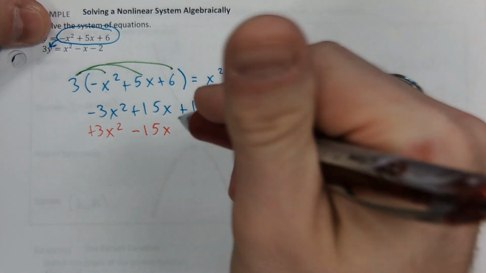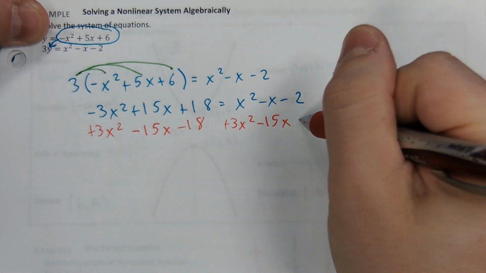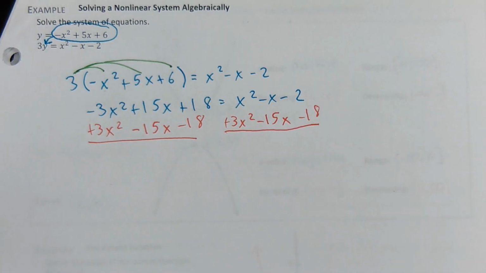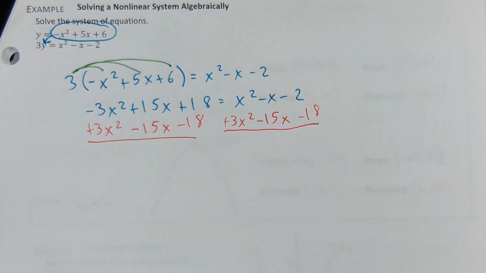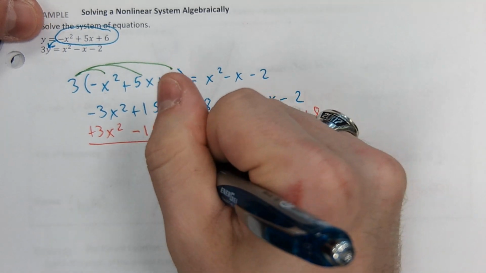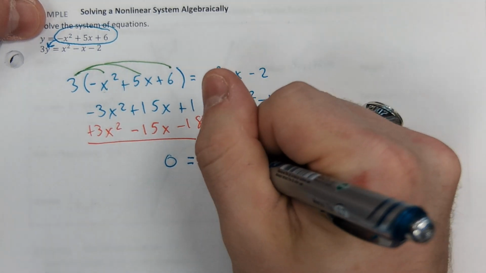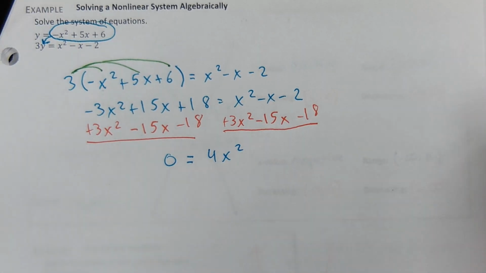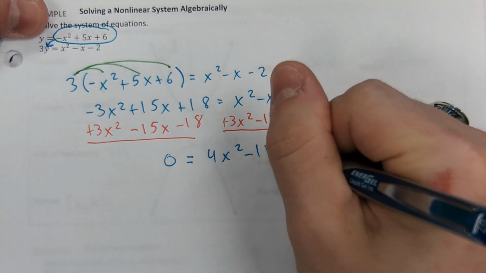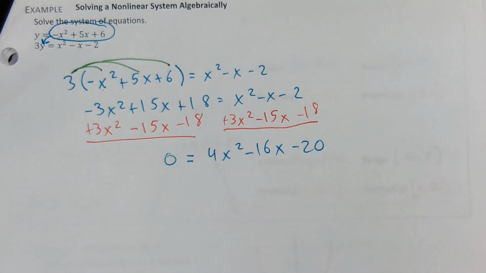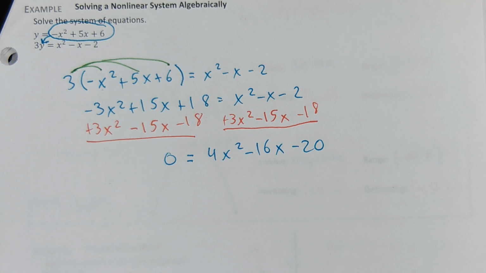Subtract 15x from both sides. Subtract 18 from both sides. Now you have a 0 on the left. On the right, we have 4x squared. Negative 1 minus 15 is negative 16. And negative 2 minus 18 is negative 20. Yay! There's a GCF of 4.